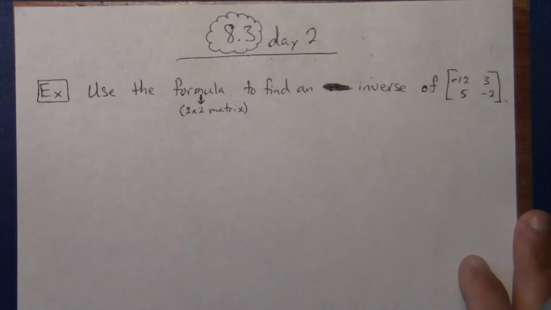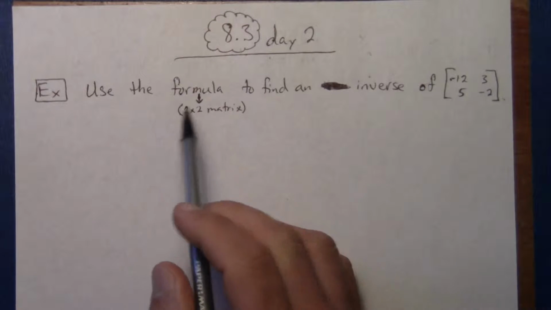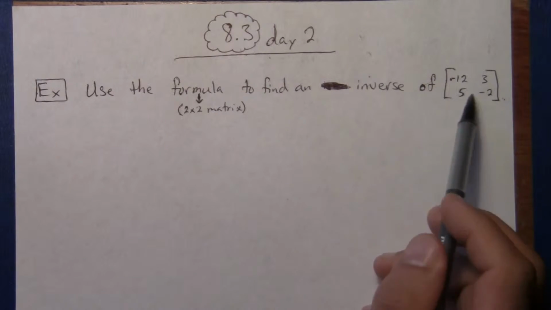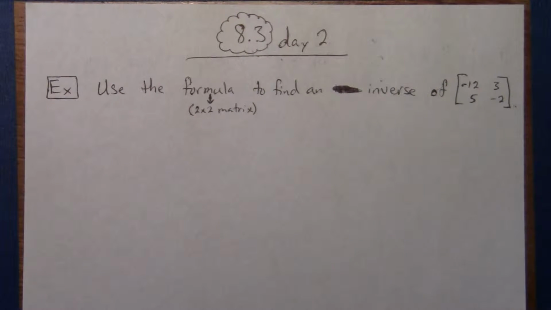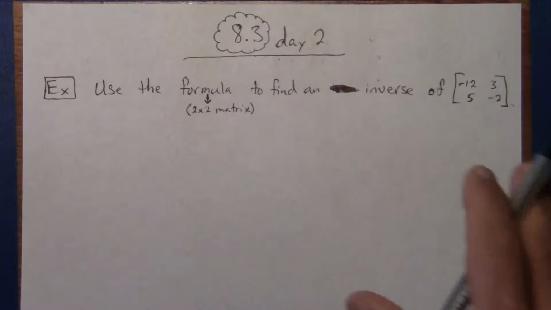Alright, 8.3, day 2. Going to take a look at two problems for you. We're going to do one problem where they ask you to use the formula for a 2 by 2 matrix to find the inverse. You remember seeing it in the notes. If not, you can see it's in your textbook or in the notes. But we're going to specifically use the formula instead of using a Gauss-Jordan system to solve.